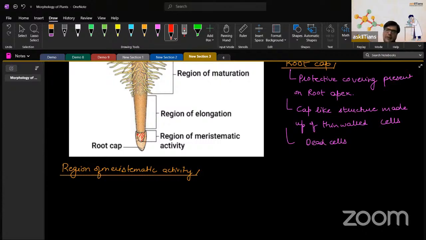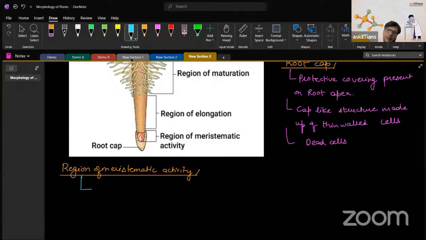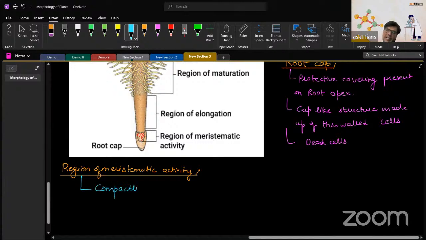It is made up of the cells of the meristematic tissue. If you have studied the meristematic tissue, you would know that its cells are very compactly arranged. So first of all, we have compactly arranged cells. As they are compactly arranged, they are usually small, and they are thin walled. Let me actually show you a picture of the meristematic tissue. Just a second. That will help you understand the cells of the meristematic zone.